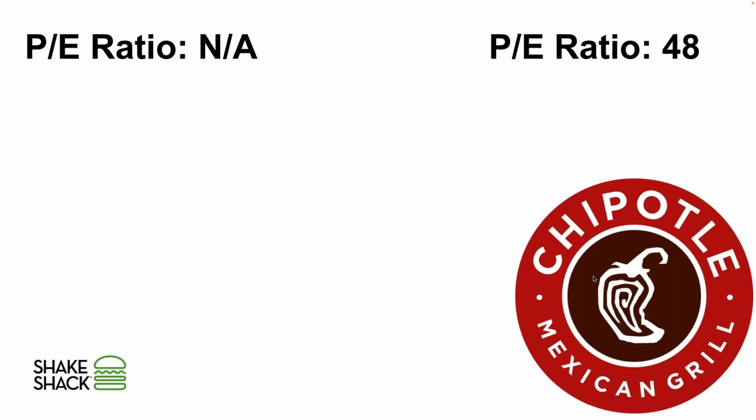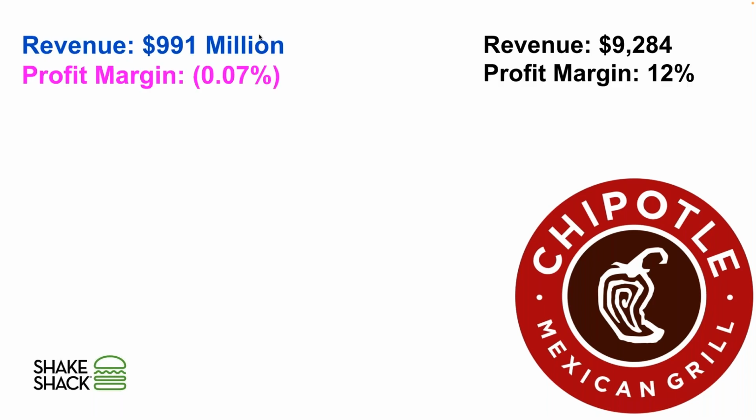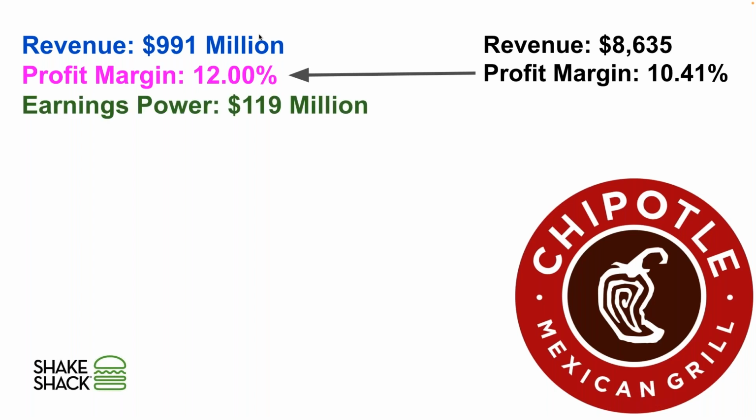Now, if we just look at these companies' price to earnings ratios today, we see that Chipotle is trading at about 48 times earnings, and Shake Shack is not trading at any multiple of earnings. And again, if we look at the company's revenue and profit margin, an interesting question that is worth asking is, how much profit could Shake Shack deliver today if it had Chipotle's level profit margins? And the answer is about $119 million. So if Shake Shack focused on profits today and was as profitable on a dollar basis as Chipotle, its earnings today would be about $119 million.